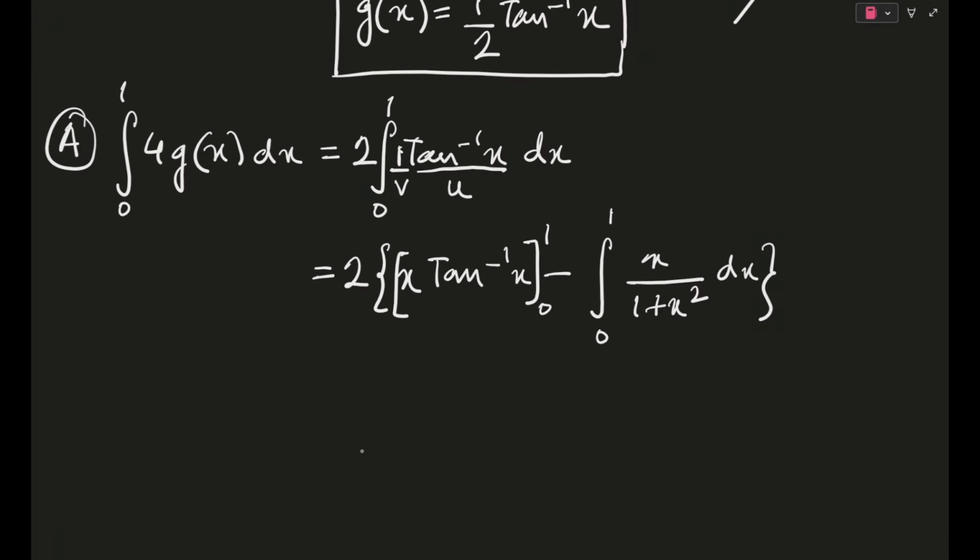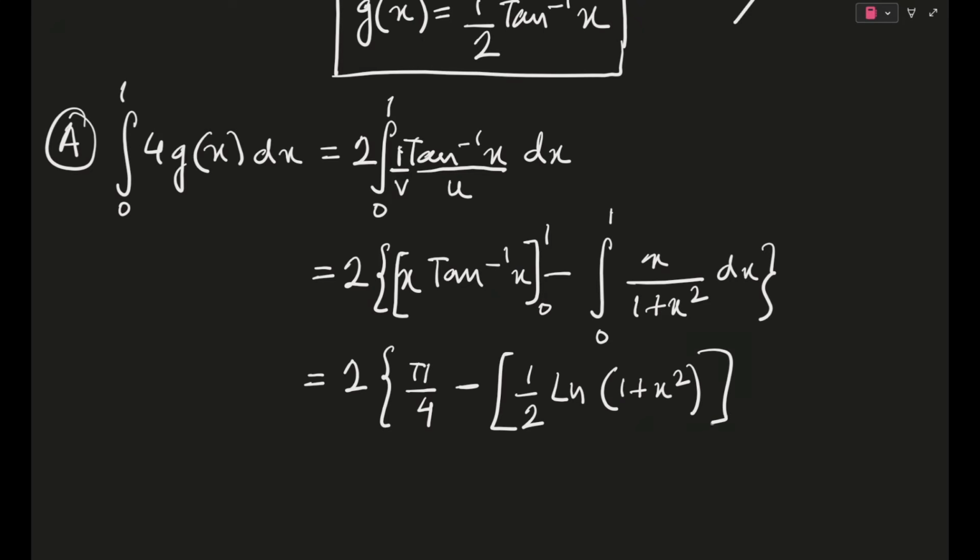And now this is really piece of cake stuff. This will come out to be 1, so pi by 4, and tan inverse 0 obviously becomes 0. And this thing is half ln 1 plus x square. I hope I don't have to explain: 1 plus x square as t, this will come out to be dt by 2, so half ln 1 plus x square, going from 0 to 1. So if you evaluate this, this will be 2 times pi by 4 minus, and here if you put the values, this will come out to be half ln 2. Other term will be 0.